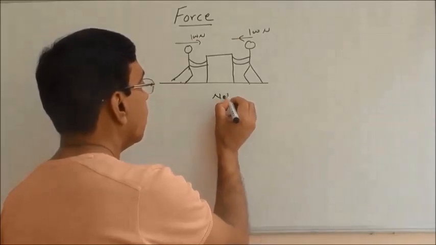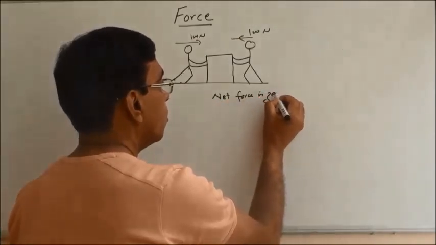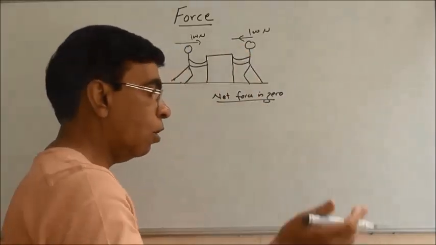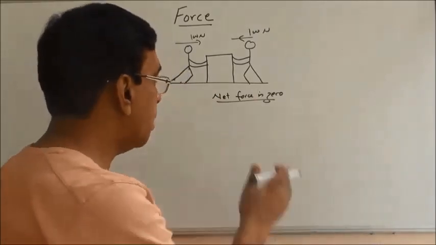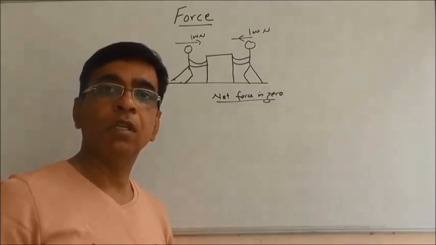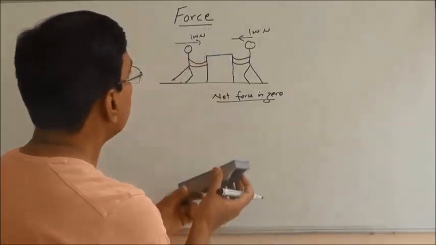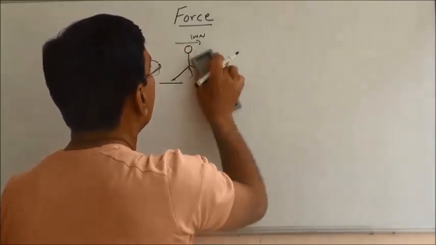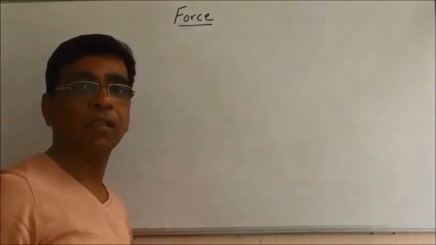This is the meaning of it. Net force is zero, so the body will not accelerate. Now come back to the same example. I am trying to push this wall, but this is not moving. It means the net force on this wall is zero. Such forces, we call them balanced. And if the forces are not balanced, there will be an acceleration.